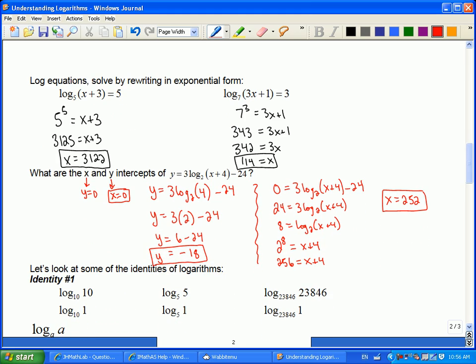So that's so far just manipulating these things between logs and exponentials. That's really all we've had to do here is know a little bit about what a log is and how to switch between log and exponential. But we're also going to take a look at some identities.